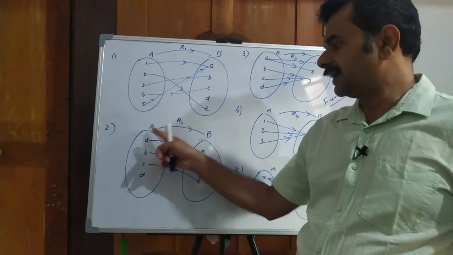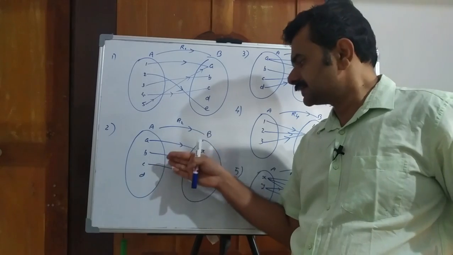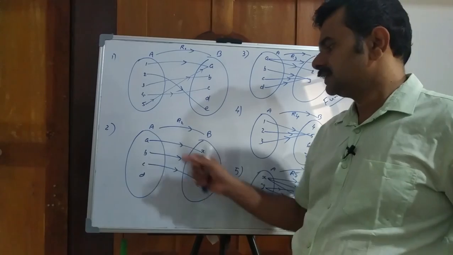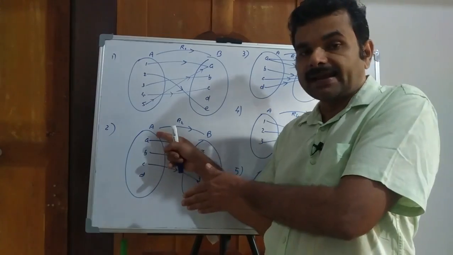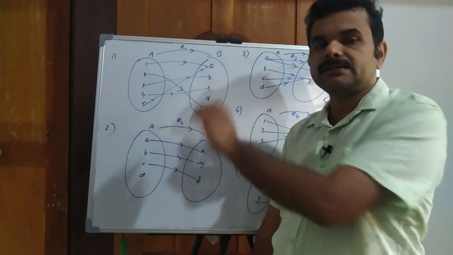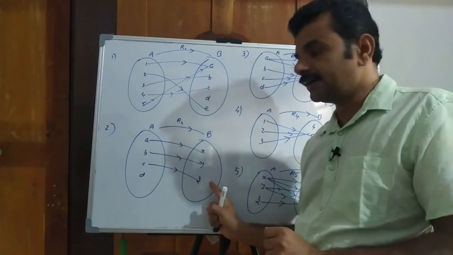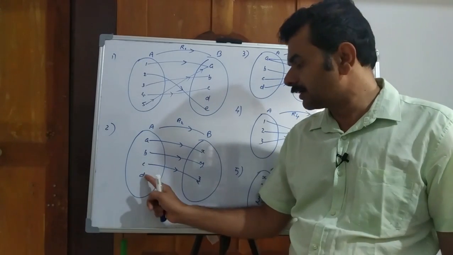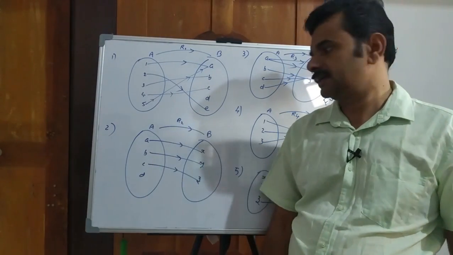First we check whether every element of the set A is connected with the elements of set B. Here D is not connected. So not every element of the set A has an image in the set B. Therefore, this is not a function. Because an arrow mark is not drawn from D, R2 is not a function.